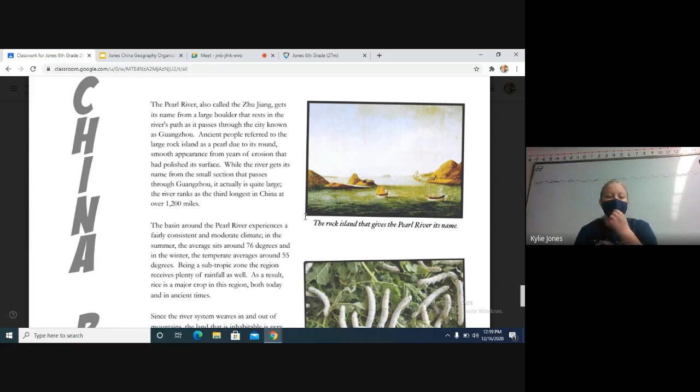So anything about the weather there? No. What about what it looks like? No. A little bit. You could talk about maybe how long the river is or what is in the middle of it. That's a pretty big deal.